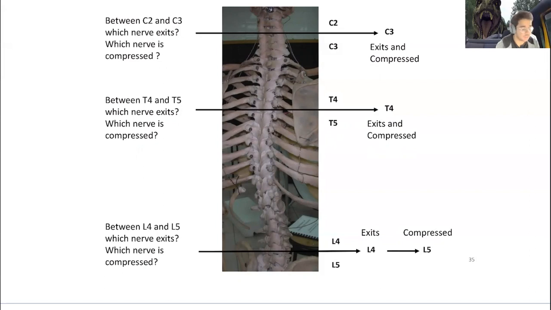Yes, it would be the S1. Kayla, I think direct message me regarding that.